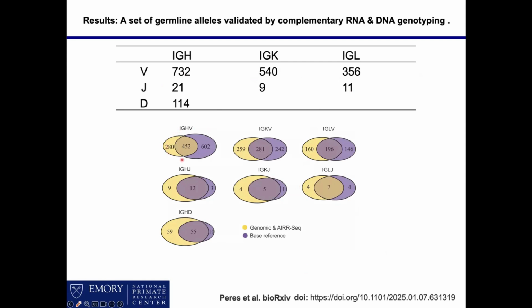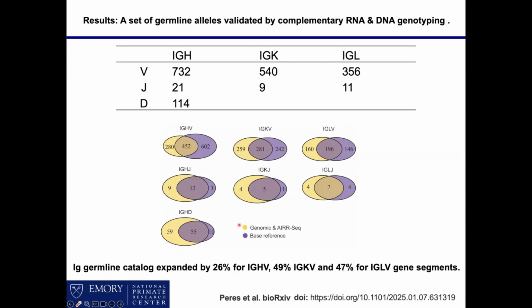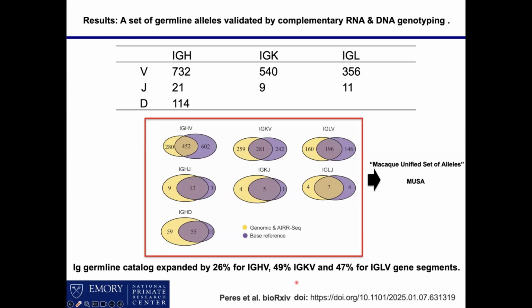If we were to compare that to our base reference to ask, okay, out of all of these genes or alleles that we've characterized, which are shown in yellow here, so these are alleles where we saw them, both DNA and RNA, at least once, usually more times in our animals. How did that overlap with the existing set that we started from? And you can see that in most cases, about a third were novel. If we break this down into numbers, our germline catalog extended the known alleles for heavy chain V genes by 26%, 49 for kappa V genes, and 47 for the lambda V gene segments.